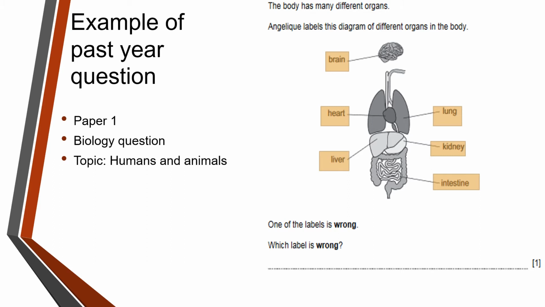Which label is wrong? Obviously, this is the brain. We all know that. This is the heart. Students are to know all these parts. Liver, lung. Now, the kidney doesn't look right. The answer here should be stomach. So, the wrong answer here is the kidney. So, you write which label is wrong. You will write your answer kidney as the wrong answer. Moving on.